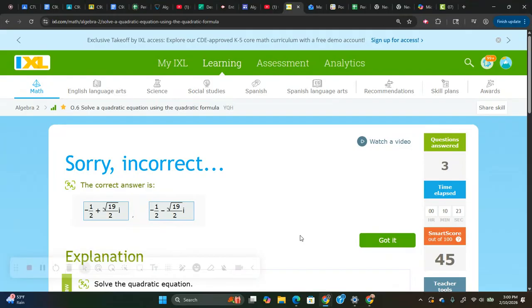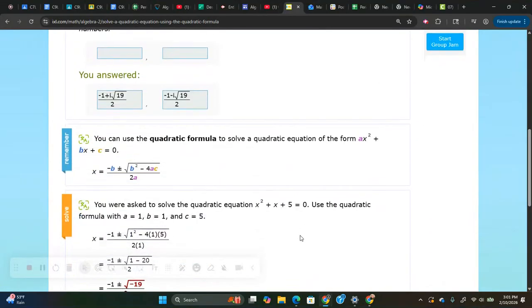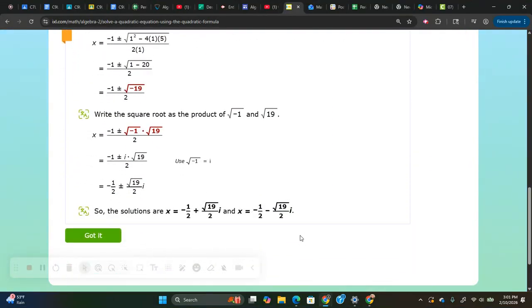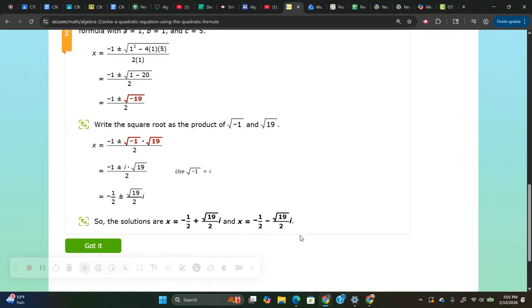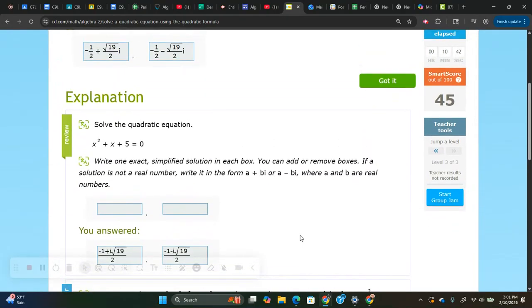What happened here? What did I do wrong here? Subtract 1. Oh my God, that is weird. I put the i in the back and they're not happy. They want the i in the front. That is so weird. You see here? My answer is exactly the same.